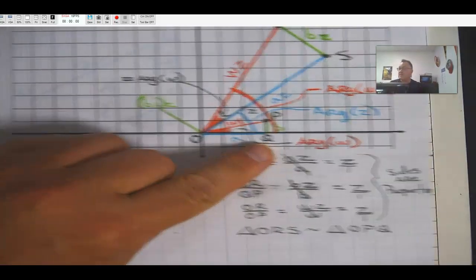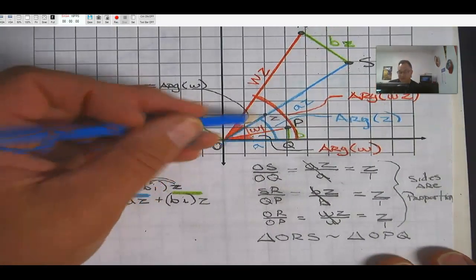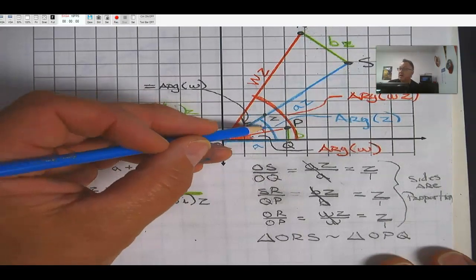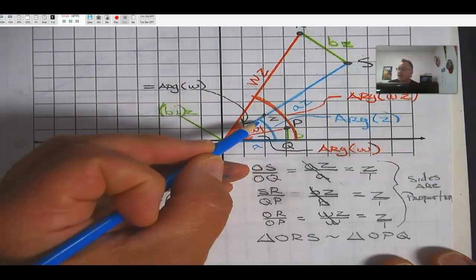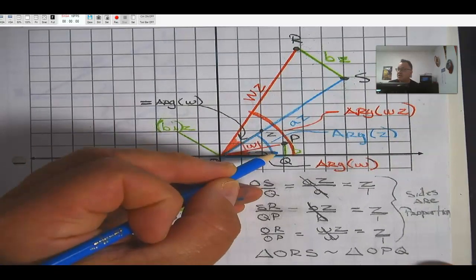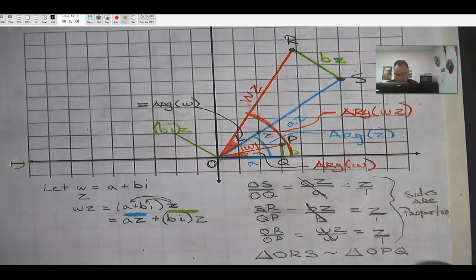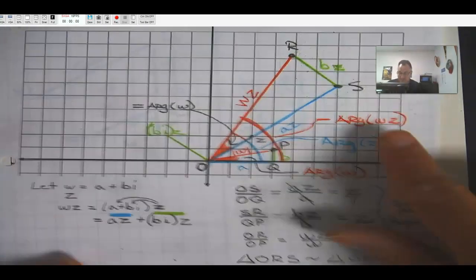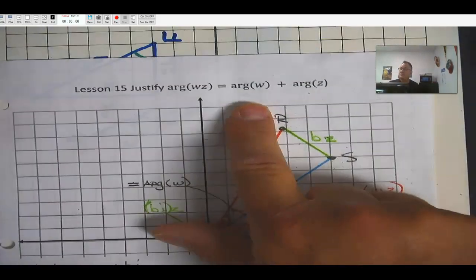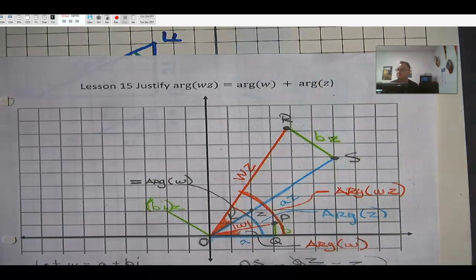See, if you look at the argument of WZ, it's made up of this angle right here, okay? And it's, well, actually it's made up of the argument of the blue one, which is the argument of Z. What's this little angle in here? Yep. You just proved it. You just proved this. That's why that works. Okay.